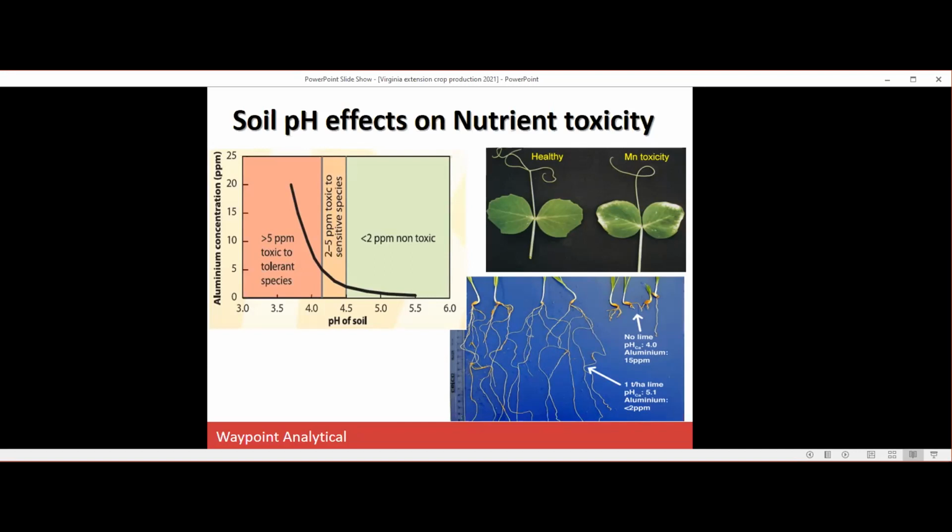So this basically means if you have a large concentration of manganese in the soil, manganese becomes more soluble in the soil, which can lead to toxic levels in the plant. So that's something to be wary of as well.